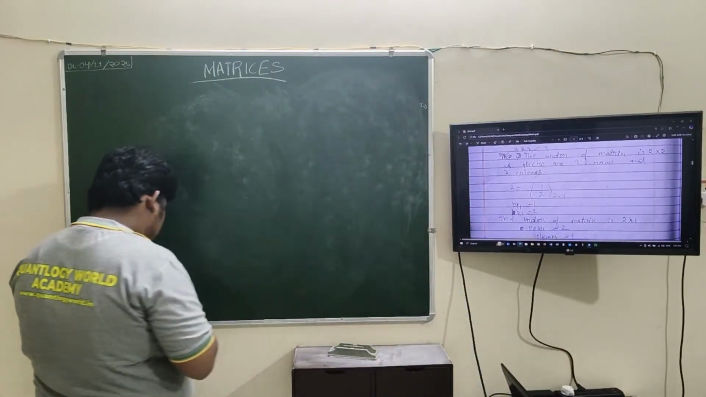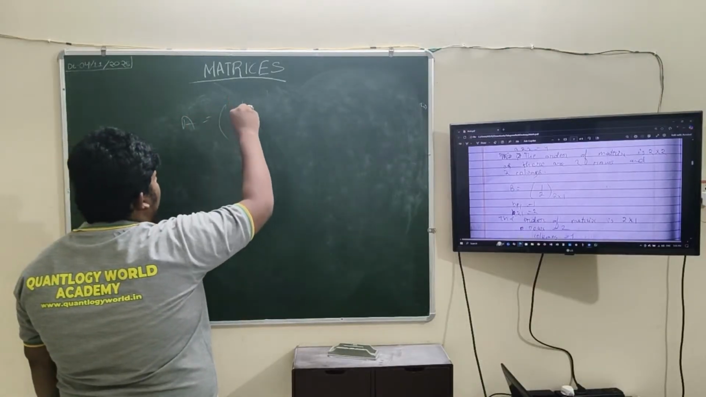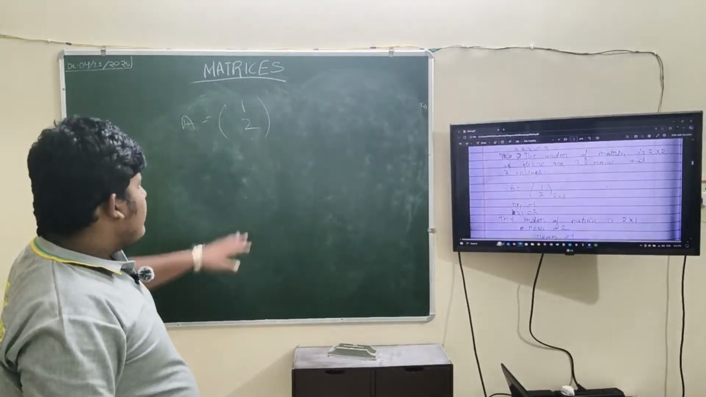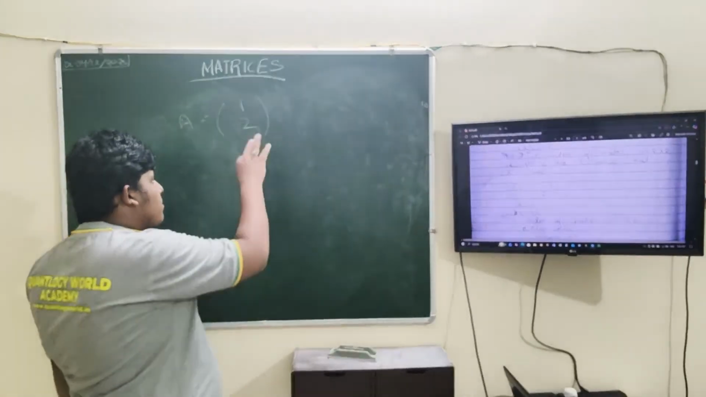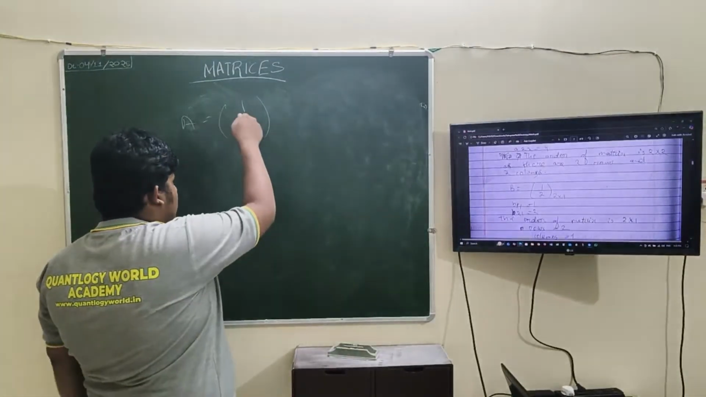Let's give another example. For example, A is a matrix. Inside we can write 1 2. So here we see that there are only 2 elements. 2 elements can also form a matrix. So how can we write this?